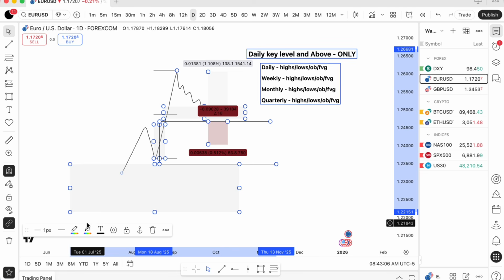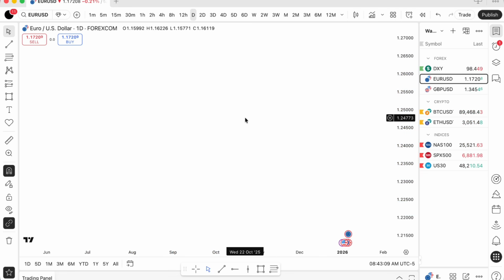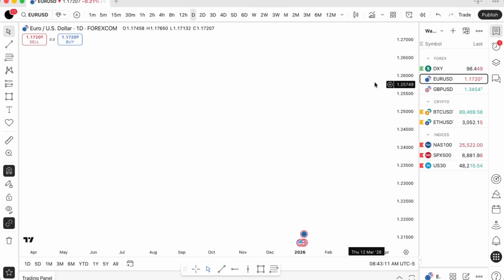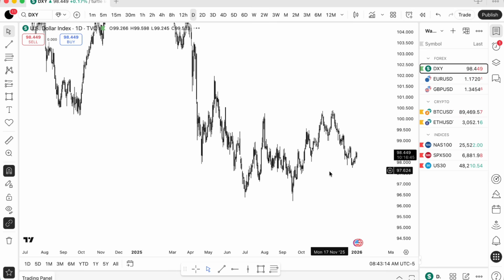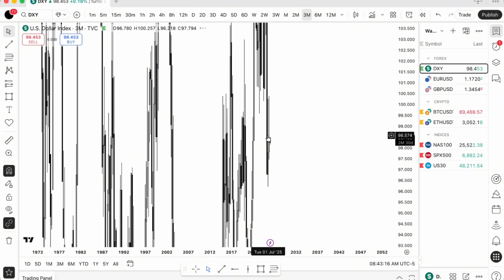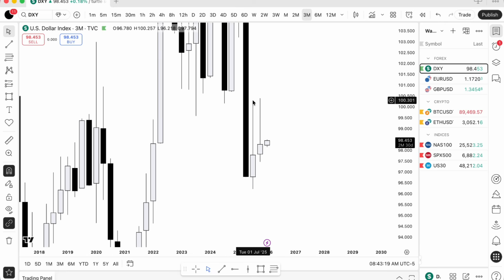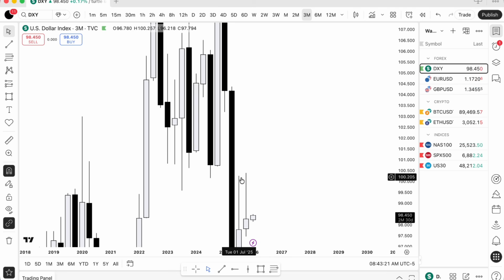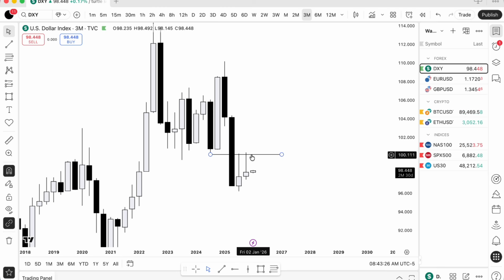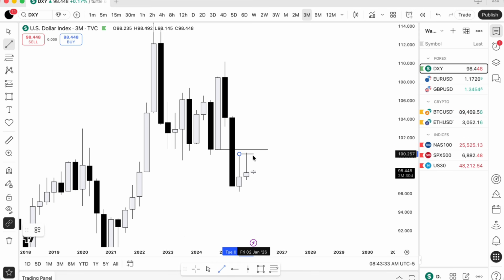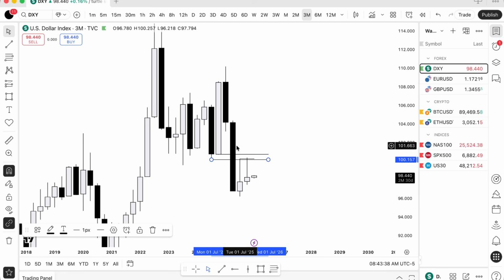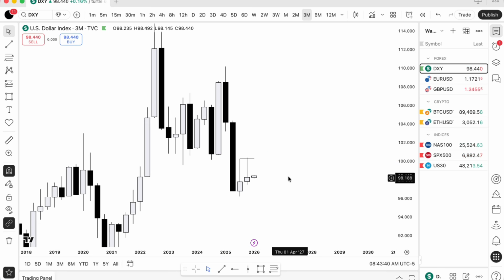Now I will jump to some charts to show you some examples and see how it goes. Now, as I said, we start from quarterly, right? See this. We have a quarterly PD array, a fair value gap with a breaker. Now on quarterly, you have only two or three PD arrays, you can say, right? Order block, fair value gap, breaker. But you see how all of these align with the fair value gap.